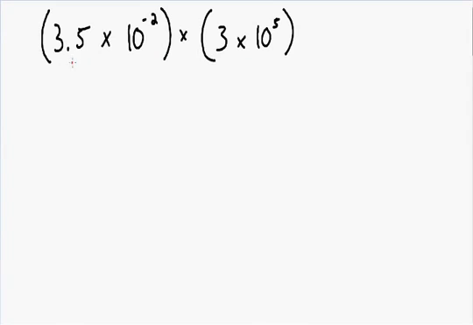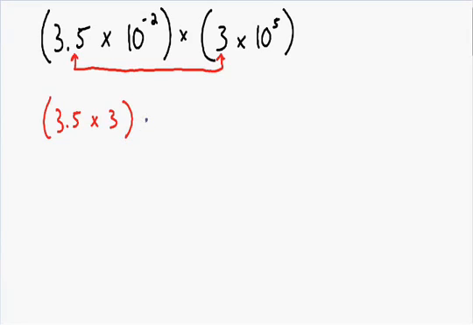So here we have 3.5 times 10 to the negative 2 multiplied by 3 times 10 to the 5th. And our first step is the same. We need to multiply the constants. So we have a constant of 3.5, and we need to multiply that by our other constant of 3. So we have 3.5 multiplied by 3.